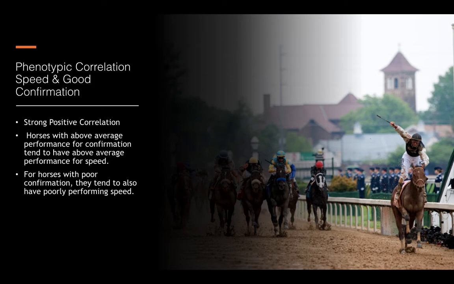There is a strong positive phenotypic correlation between speed and conformation. This is a pretty simple one to grasp. Horses with above average performance for conformation tend to have above average performance for speed. On the other hand, horses with poor conformation tend to have poorly performing speed.